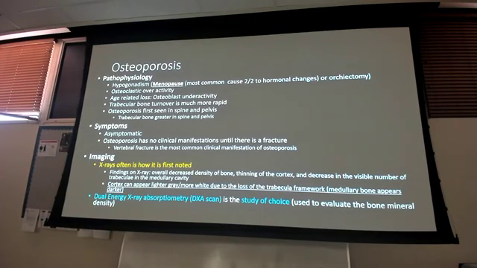But the DEXA is a study of choice. That's what actually can diagnose you with osteoporosis, because there's a certain score cutoff. I'm not going to go over it here. You're going to learn about that later. When you hit a certain number, it's osteoporosis versus osteopenia. Osteopenia is not normal, but you're not at osteoporosis yet. You're in that in-between stage.